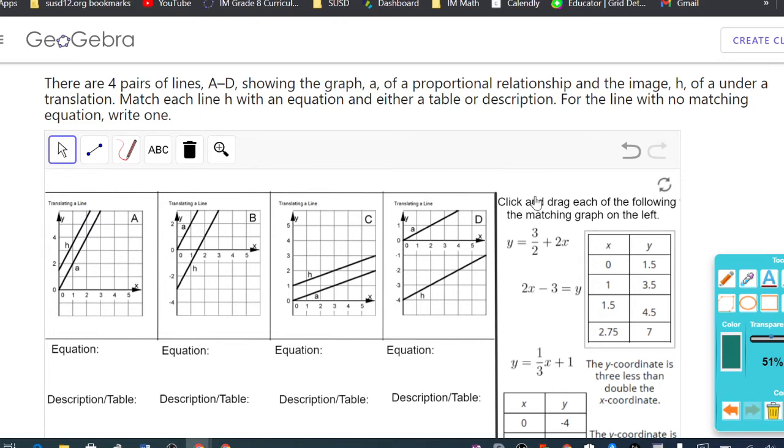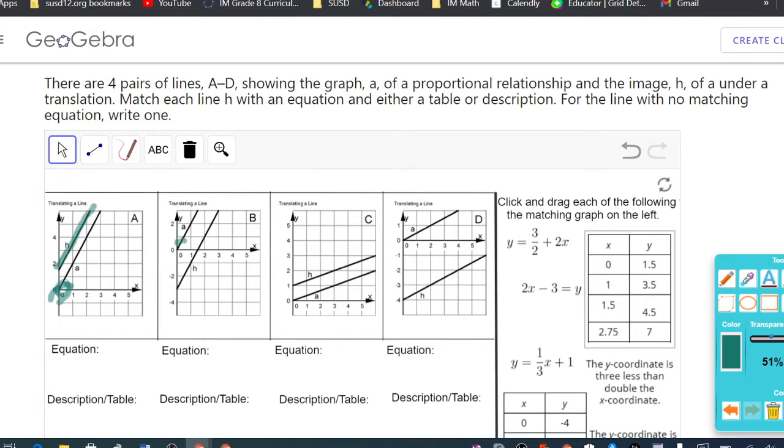So each one of these pictures has a relationship that starts at the origin, as well as the same line translated up or down. So can you see where I'm drawing here? I'll make it a little bigger, except my computer seems to be frozen. We're starting at the origin here, and then translating that same line up 2 units.